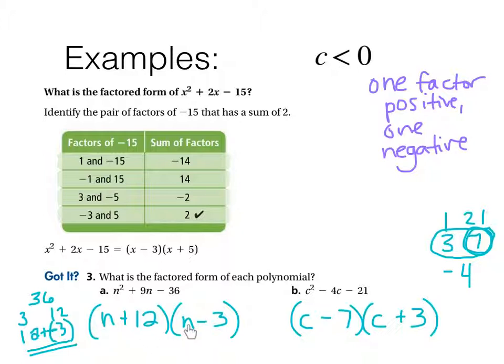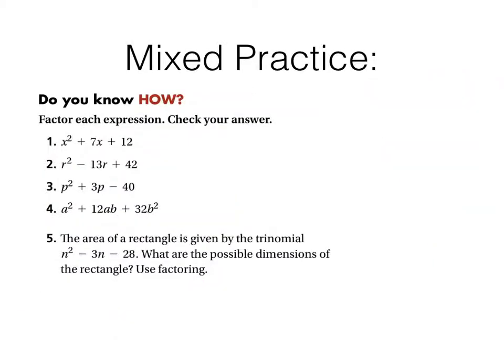Oh, let me go back and check this one. N times n, n squared. Minus 3n plus 12n is 9n when you add the like terms. Multiply, you get negative 36 there. Okay. All right, you try these.